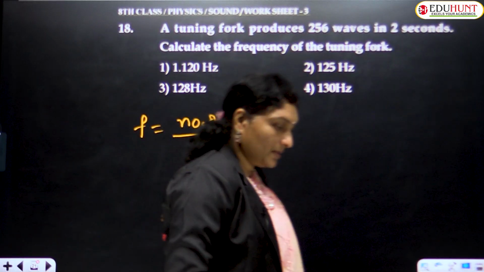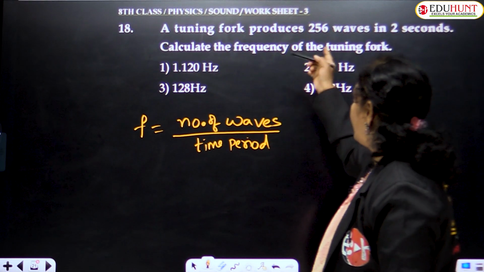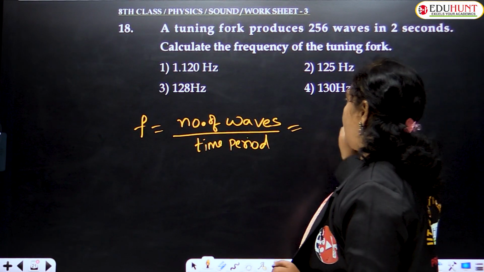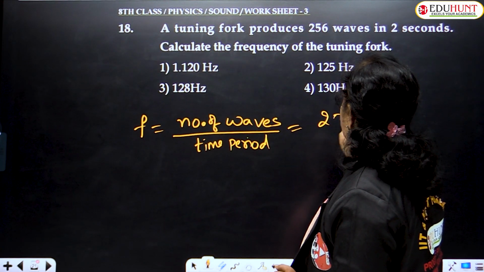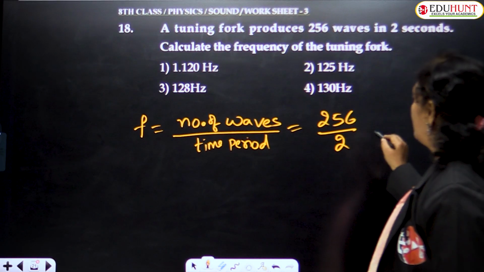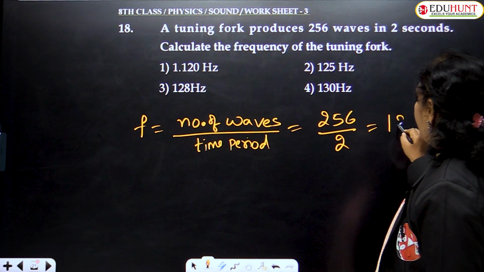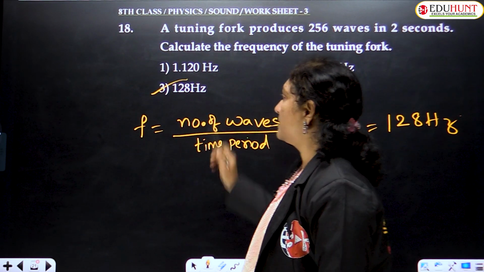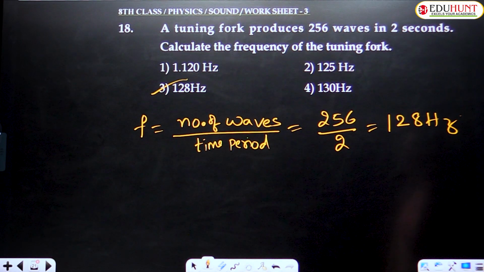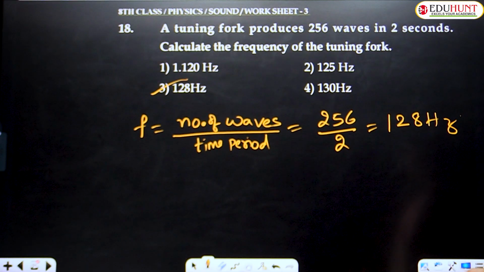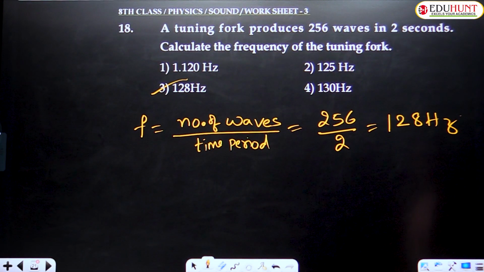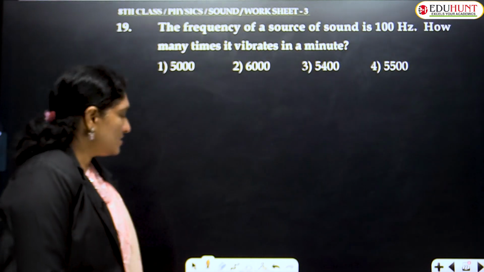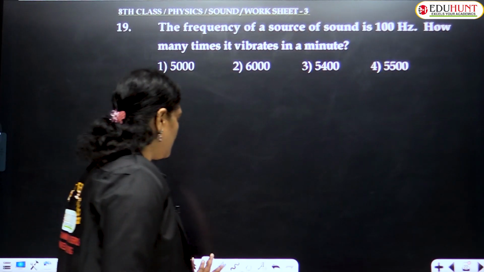Number of waves per second you have to calculate, but as it was given in 2 seconds, so convert this. So 256 upon 2. So this was found to be 128 Hz. So option number 3 must be true. Number of waves per time period, number of cycles per second or time taken. Well, the question, children, is concept oriented. So let us look into that.